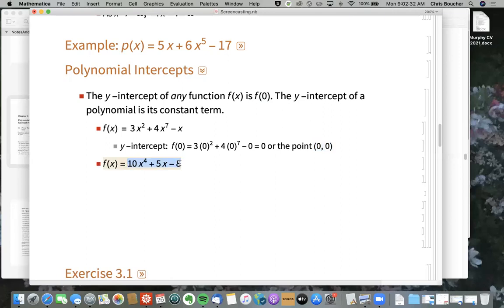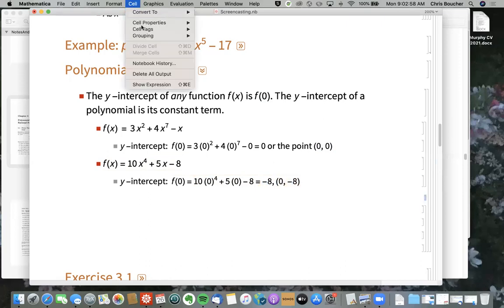Here's another polynomial. So if I want to find its y-intercept, again, I just evaluate the function at 0. This is true for any function, whether it's a polynomial or not. So here's my input slot where the x's are. I put zeros there, and I do the computation. I come out with -8. And so the y-intercept is the point (0, -8). Okay, and that's that for y-intercepts.